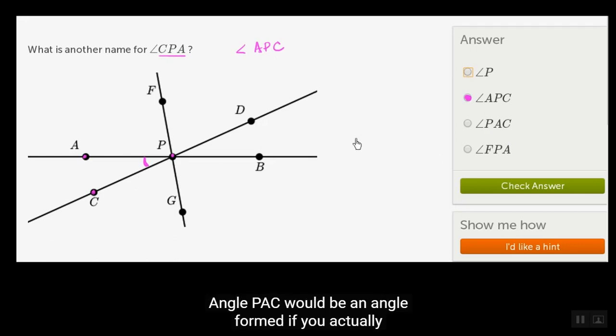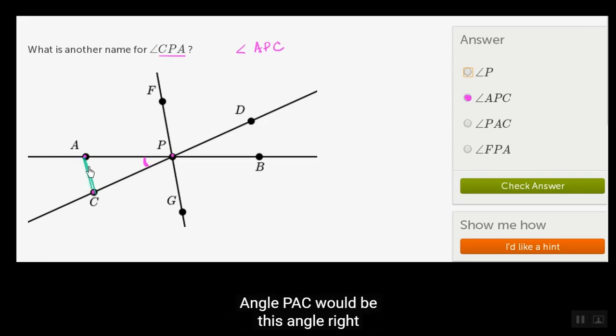Angle PAC would be an angle formed if you actually had a line here. If you had a line between AC, angle PAC would be this angle right over here, which is clearly a different angle. Angle FPA would be this angle right over here, which is also clearly a different angle. So the only choice that makes sense is angle APC.